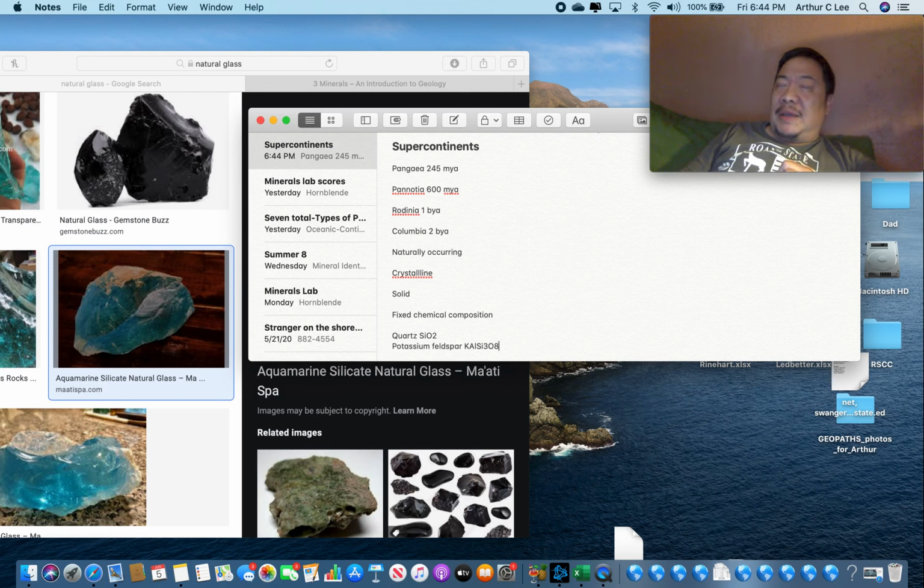If you're an English major, then make a nice English sentence to remember it for the test. A mineral is a naturally occurring crystalline solid with a fixed chemical composition. There are more than 3,000 minerals known to science, but only about 30 of them are common. And I picked the 20 most common for you to look at in your lab.